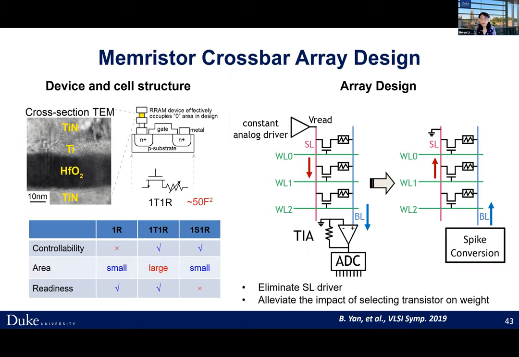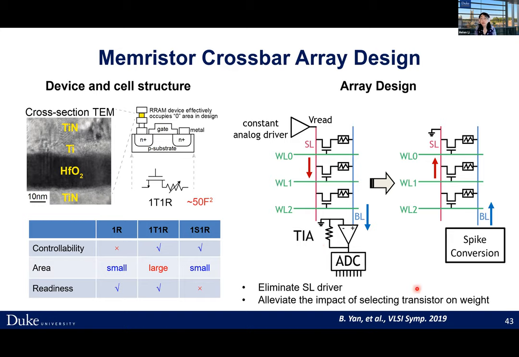So in conventional designs, we usually have an analog driver to provide the read voltage. This read voltage is provided to the column of devices, okay? Imagine we supply the voltage to the word lines, and so these devices could be turned on depending on whether a spike is there or not. Then the current can flow from the read voltage into the bit line, and we collect the current at the bit lines and translate it into the outputs.